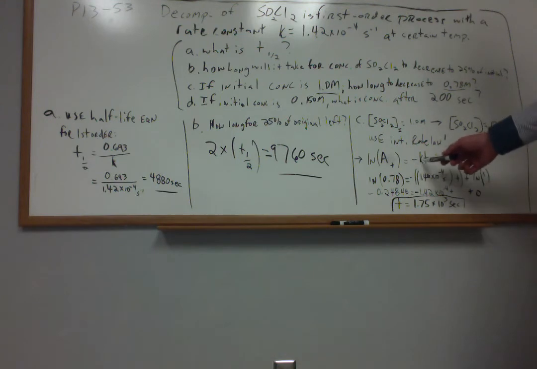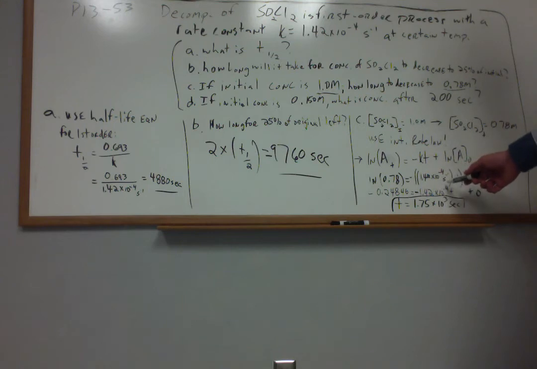Moving on, I have negative kT here. Well, k is just my rate constant. I'm given that in the problem. It's 1.42 times 10 to the minus 4th per second. And I multiply that by T, which is the time. Now, that's the time required to reach the final concentration. So that's going to be our unknown variable here.